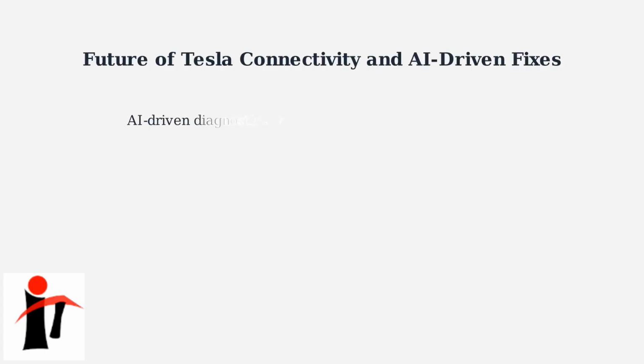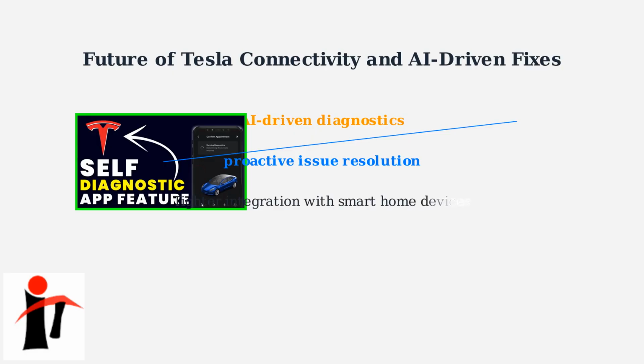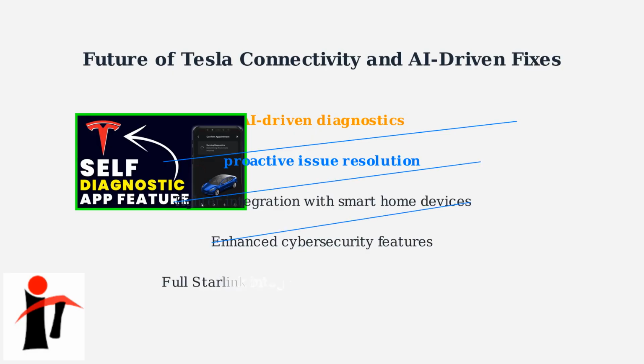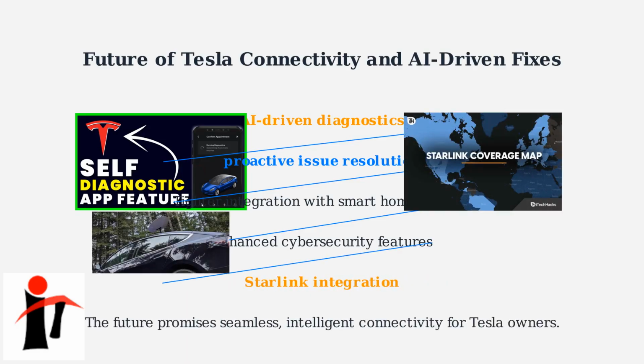Looking ahead, Tesla's connectivity will become even more reliable through AI-driven diagnostics that automatically detect and fix network problems. Future app versions will include proactive issue resolution, reducing the need for manual troubleshooting. Expect tighter integration with smart home devices and enhanced cybersecurity features to protect your remote access. By 2027, Tesla aims for full Starlink integration across all vehicles, ensuring connectivity even in remote locations without cellular coverage.